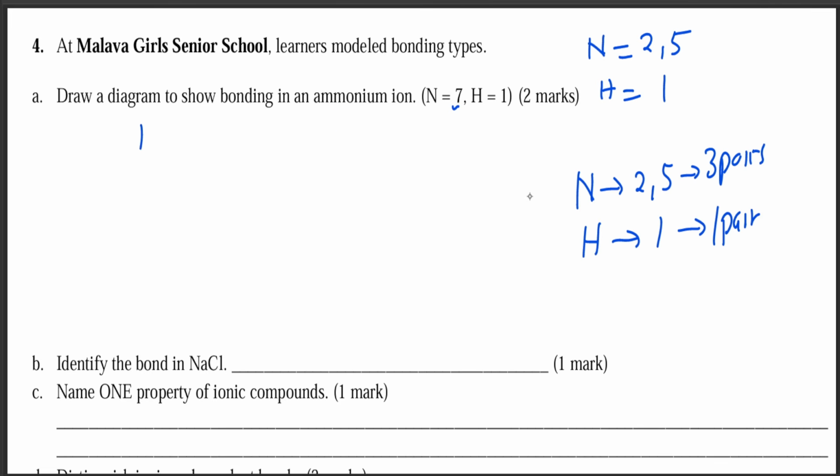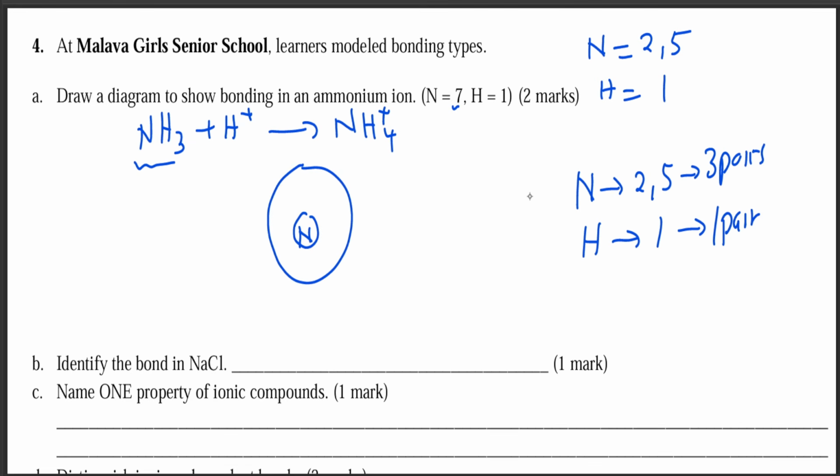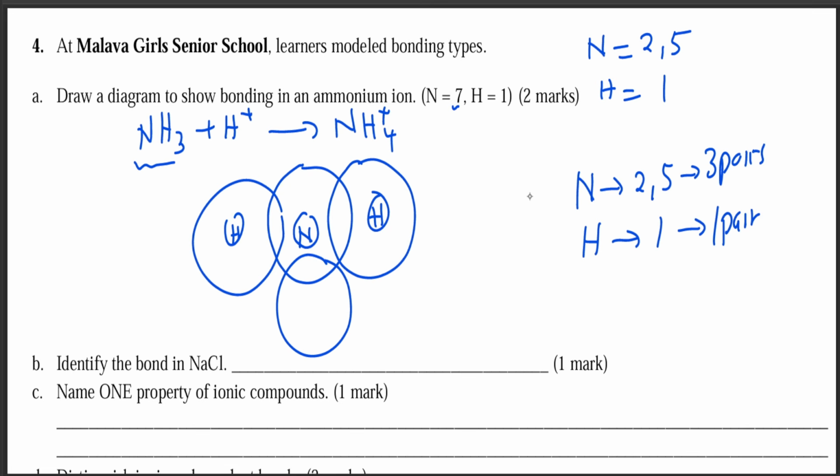But remember this NH4 plus comes from NH3, then you add H plus and it forms NH4 plus. So first you must know how to draw NH3. NH3 is drawn like this: N, then one hydrogen, the other hydrogen, and the third hydrogen. Since we said it requires 3 pairs, to draw NH3, one hydrogen will require 1 pair, the other hydrogen will require the second pair, and this is another pair. So nitrogen will have 3 pairs.